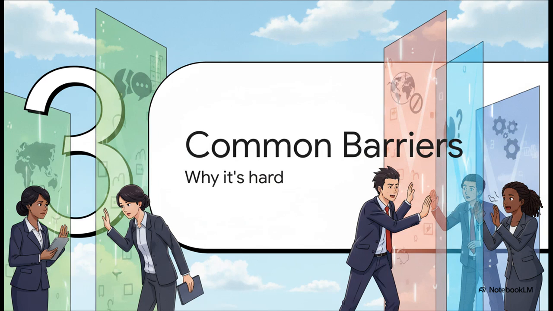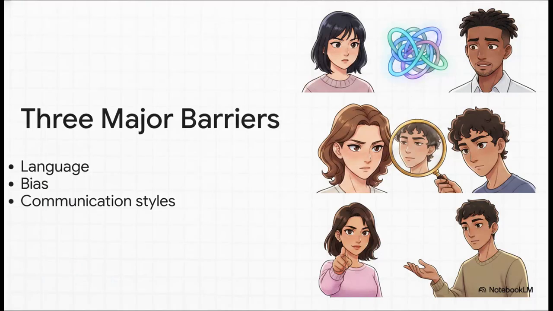Okay, Section 3, common communication barriers, the why it's hard. So what are the invisible walls that cause major friction across borders? There are basically 3 major hurdles we hit all the time. First, language. And this is the obvious one, but even when we share a language, say English, local idioms and totally different vocabulary can cause massive confusion.